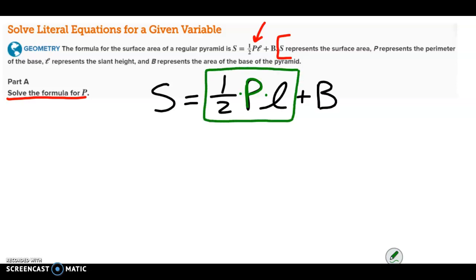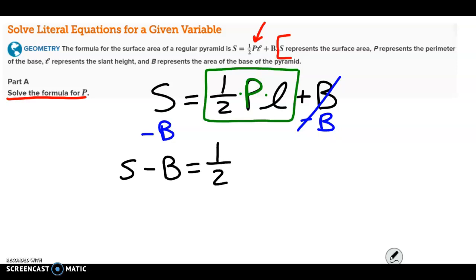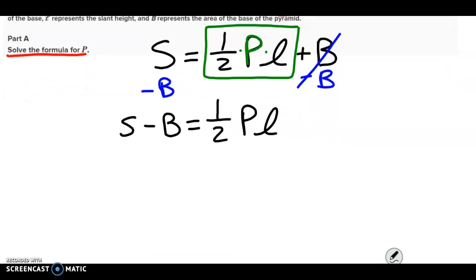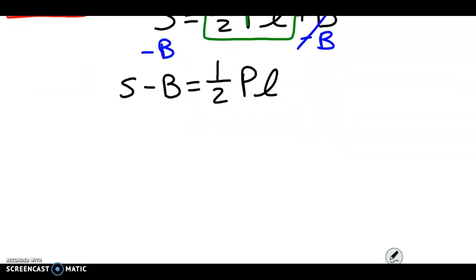We just need to get that B out of here first. So what I'm going to do is subtract B from both sides. And what I'm left with then is S minus B is equal to this big term with the P in it, 1/2 PL. Now technically we could get this 1/2 and this L out of here at the same time, but we'll go one at a time just so that we can see how each of these cancel out.